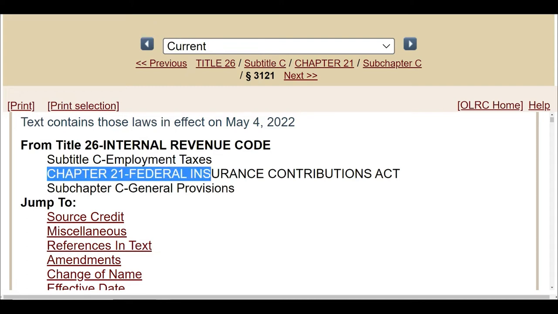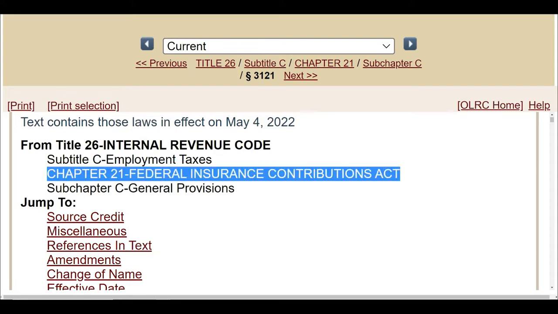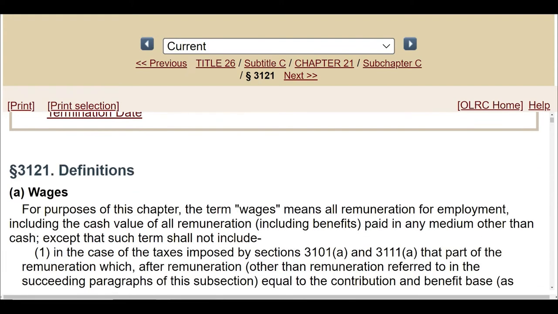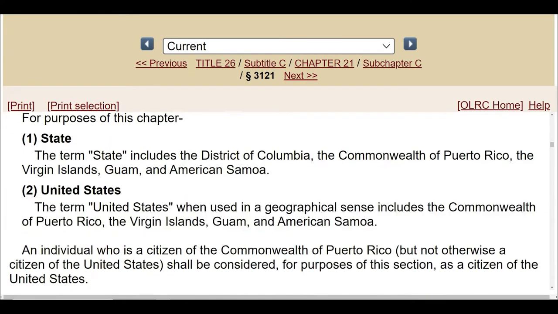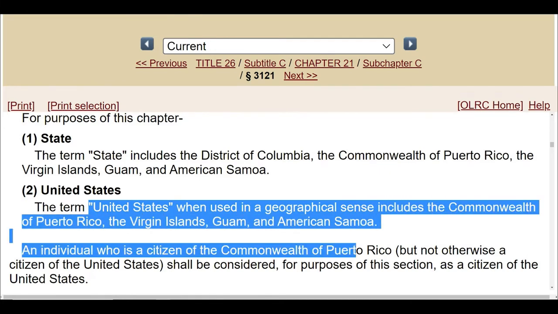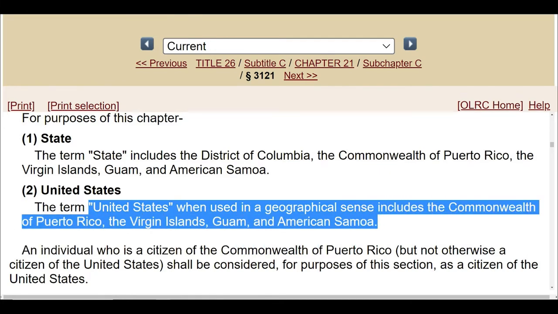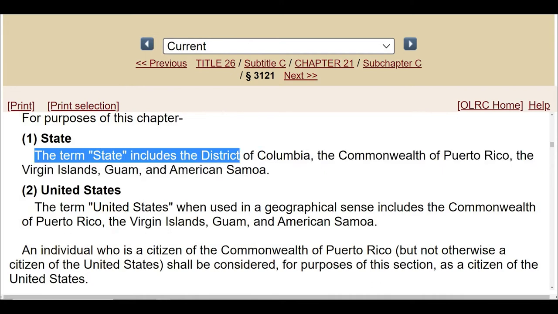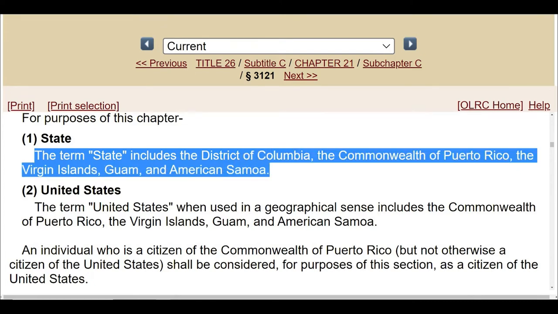Here's Section 3121. FICA, the Federal Insurance Contributions Act, has its own definition. And it says in Section 3121 definitions, you go down, United States, in the geographical sense, includes the Commonwealth of Puerto Rico, the Virgin Islands, Guam, and American Samoa. See? It has very unique, specific definitions. And the term state includes the District of Columbia, the Commonwealth of Puerto Rico, the Virgin Islands, Guam, and American Samoa. The 50 states are not there.